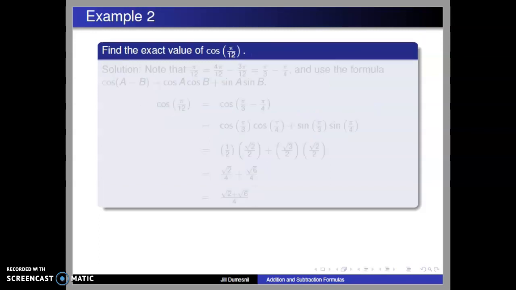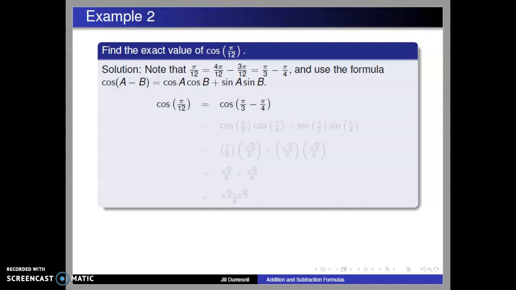In our second example, let's find the exact value of cosine of pi over 12. Note that this is not a special value angle, but perhaps we can rewrite pi over 12 cleverly in terms of special value angles. Note that pi over 12 is equal to 4 pi over 12 minus 3 pi over 12, which equals pi over 3 minus pi over 4, which is the difference of special value angles. We can now use the formula for cosine of a difference shown here.